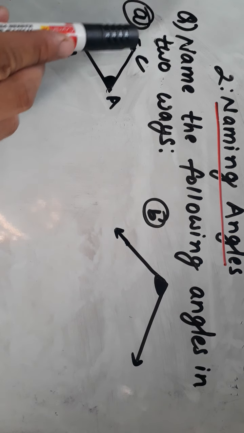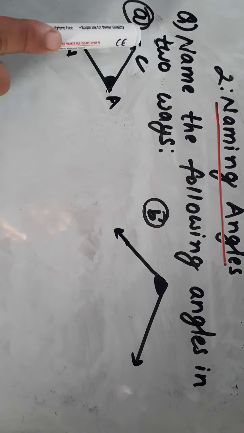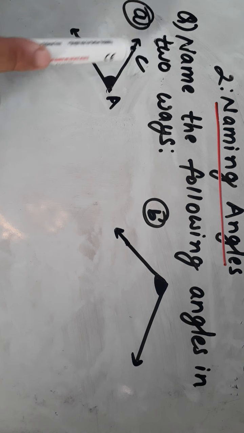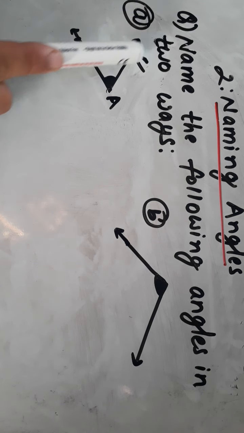As you can see in question number A, there is one angle. An angle always forms with the help of two arms. Here one arm is CA, another arm is AN. These two arms CA and NA have met at point A. So point A is your vertex, and in the vertex A, the angle has been formed. So we are going to write the name of this angle in two ways.